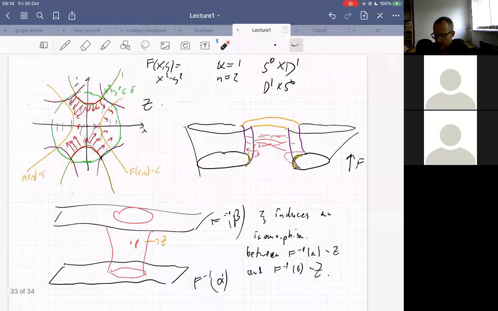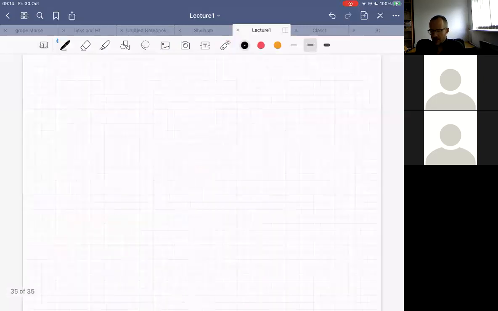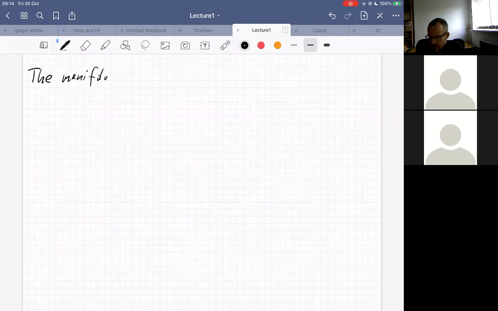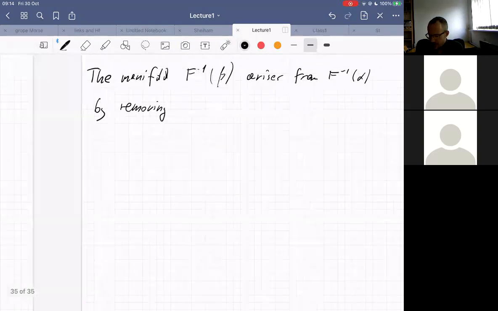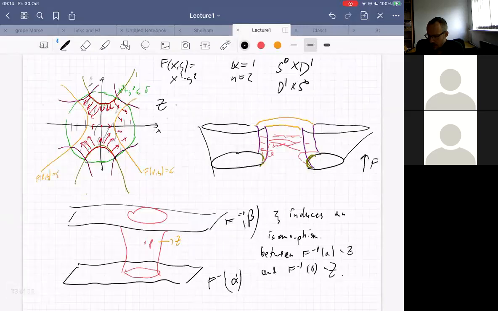And in this way, we have proved the first important result. The manifold F inverse of beta arises from F inverse of alpha by removing, what do we remove? In here, we remove this piece. So this is what we remove: the entry set.